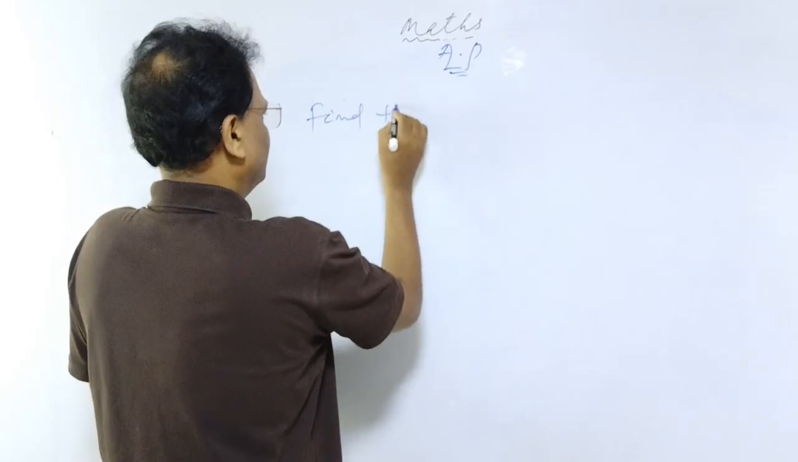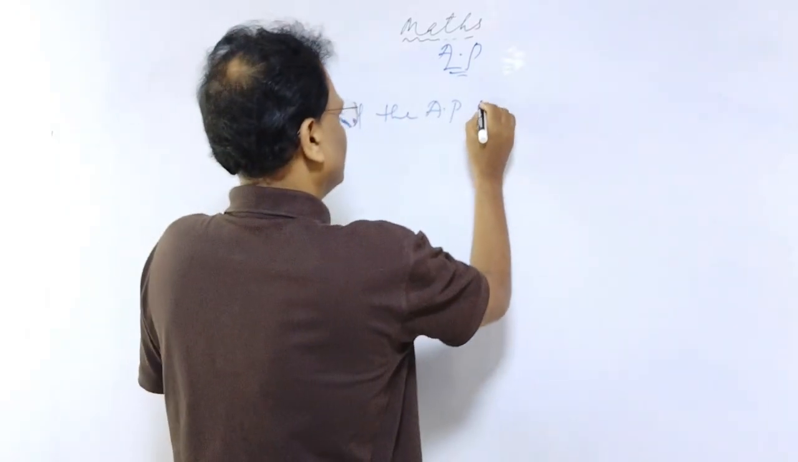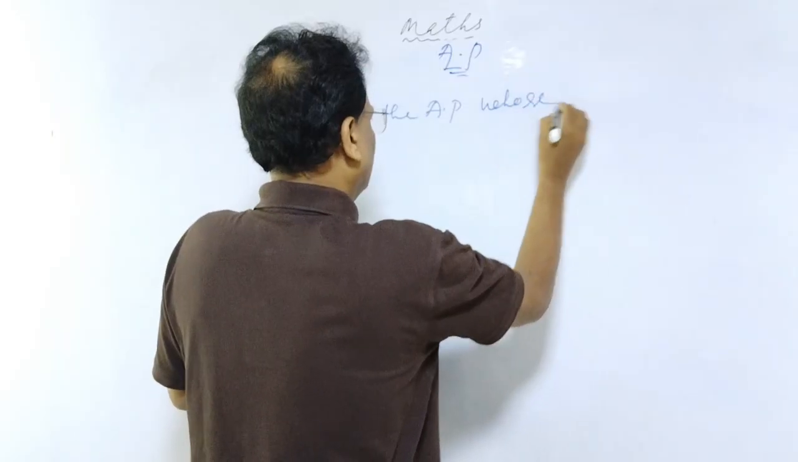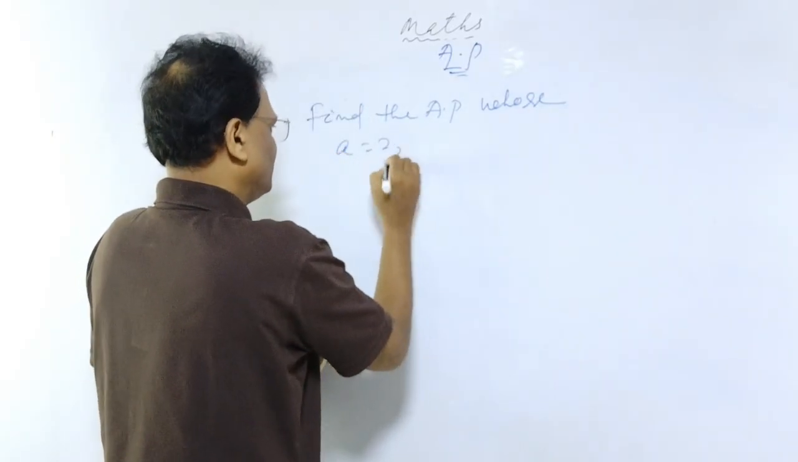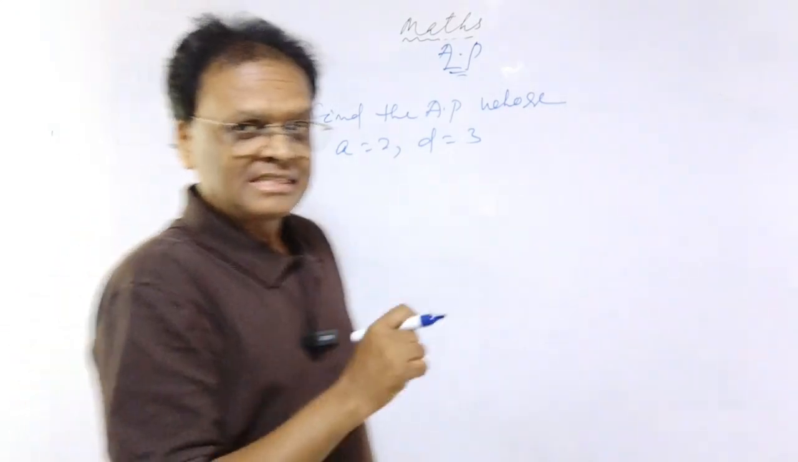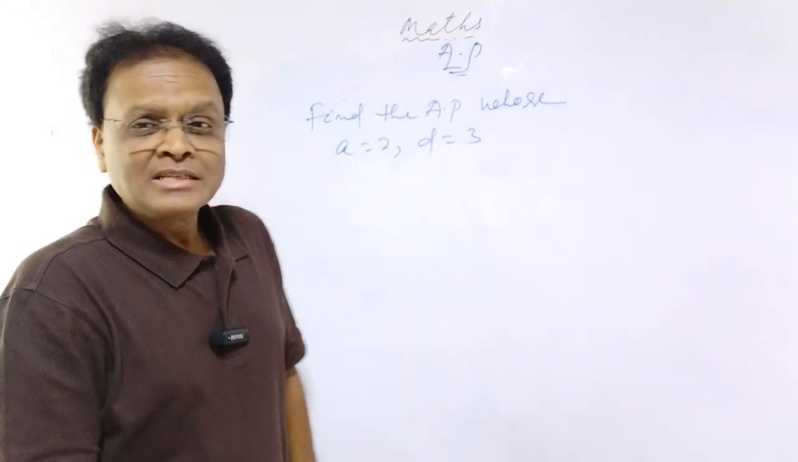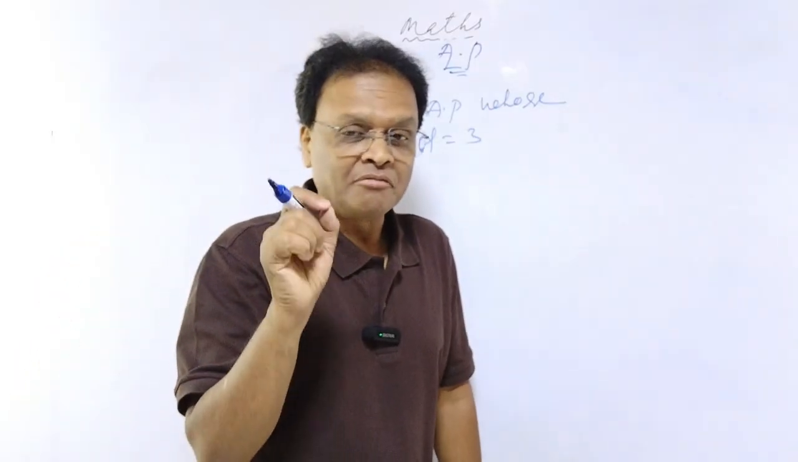Find the AP whose first term is 2 and the common difference is 3. Suppose this is given. In this case, he has given the first term and common difference. What is it asking to find? Determine the AP. Find the AP.